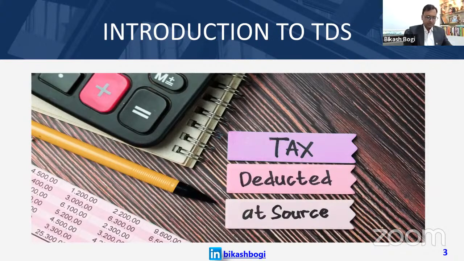Sorry for the interruption. There was some technical glitch in the screen sharing. I've explained the basics, the entire steps of TDS in a broader way, in a simple example. I will take the reference of this example in my presentation also.